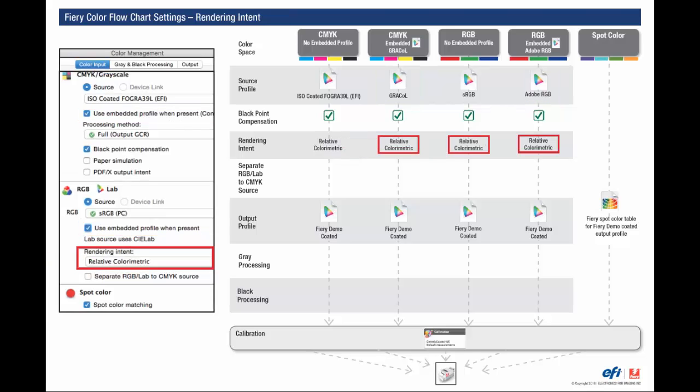To study this a little further, if I change the rendering intent to relative colorimetric for RGB and LAB, that now changes my rendering intent, both for the RGB sources and for the CMYK with embedded profile.